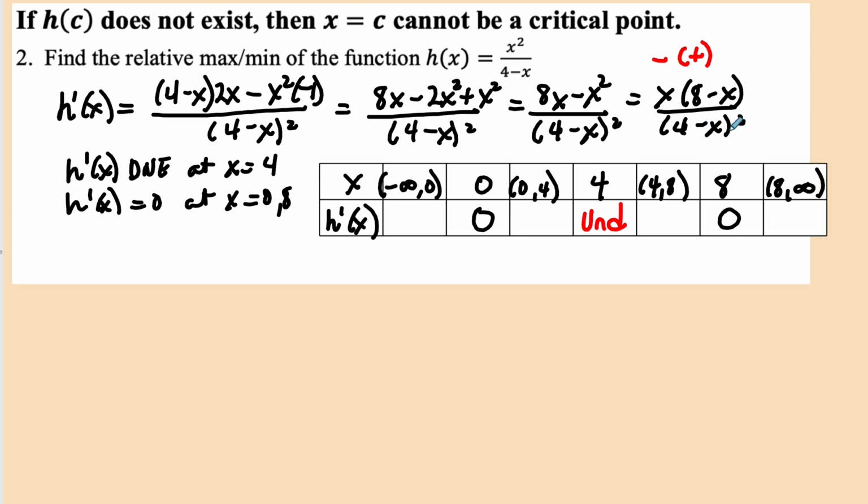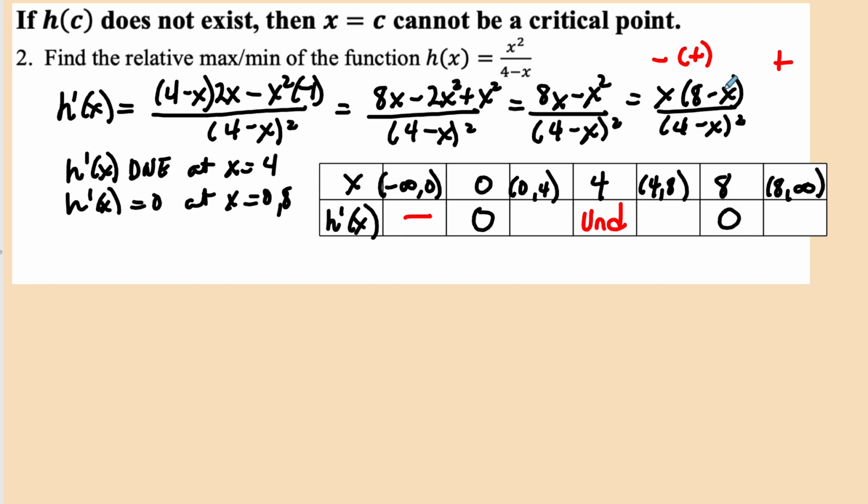And then this part right here is always going to be a positive number, no matter what number I put in there. So a negative times a positive will be a negative. I'm going to put a number from 0 to 4. Say put the number 1 in there. So if I put the number 1 in for x, I have a 1. And if I put in, that's going to be a positive.